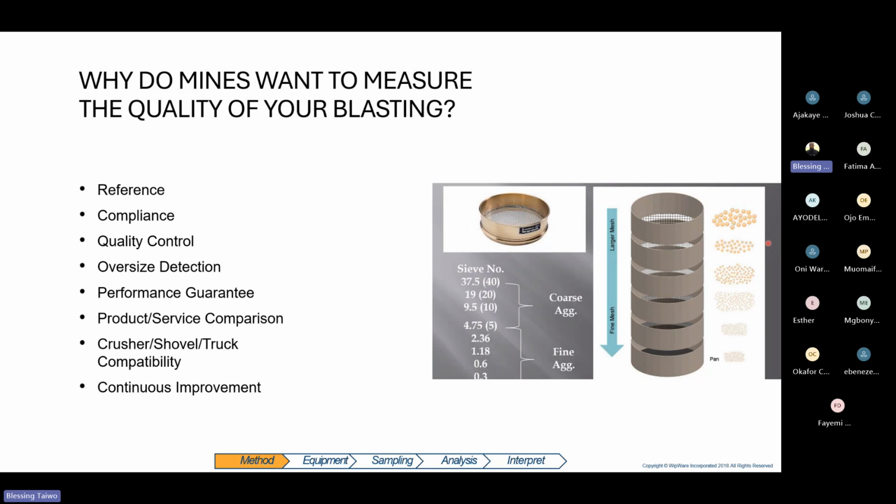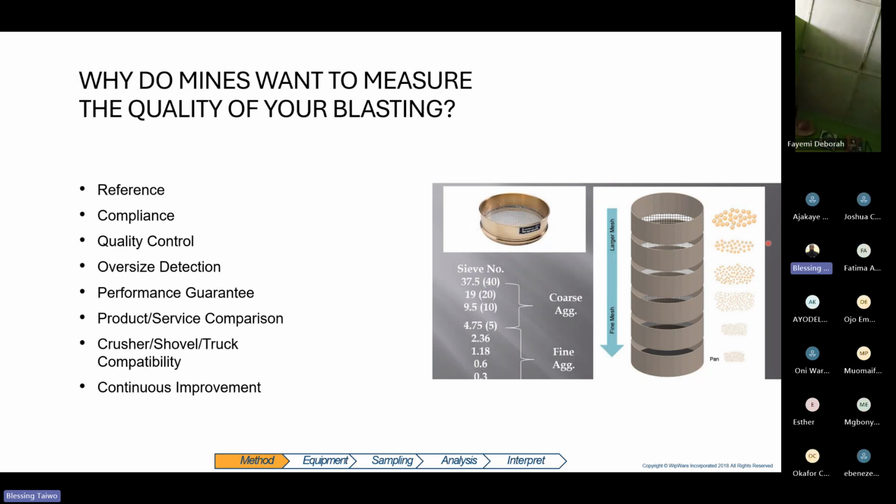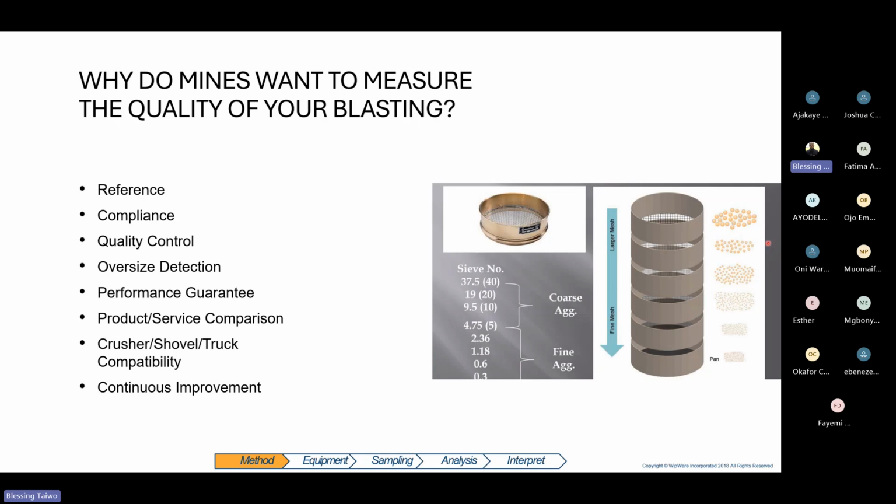Also, another thing could be performance guarantee. It could be product and services comparison. Maybe you have 2 or 3 mines or projects, or you have 2 or 3 explosive types, 2 or 3 designs, 2 or 3 maybe detonating cords, and you want to compare them. So definitely you have to assess the blasting and see what the output looks like. And in another way, it could be that you want to assess your blasting for crusher compatibility.